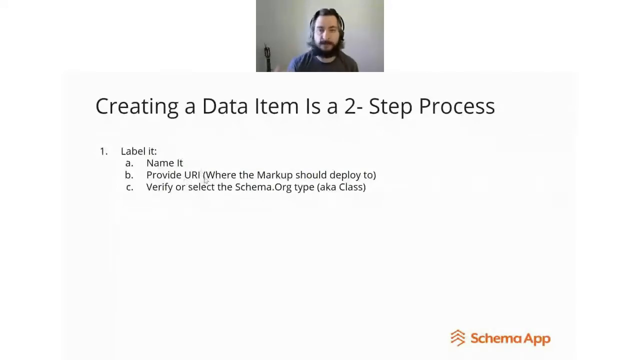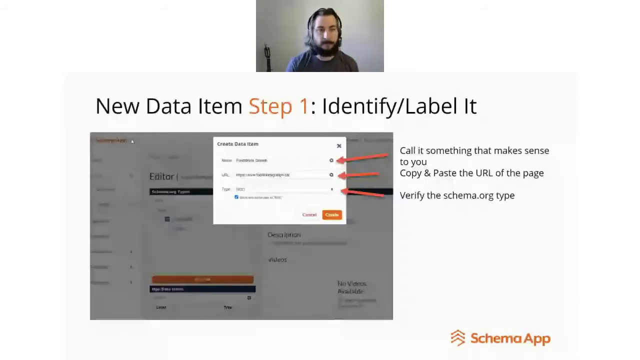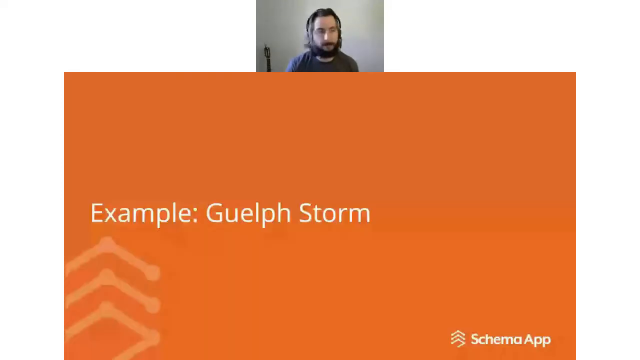It'll also tell Schema app where it's going to deploy to, like what web page specifically, and then verify that we're using the correct class type. Next, we're going to describe the data item by filling out those properties. So in Schema app, it'll look like this. Call it something that makes sense, give it a URL, and make sure the type is correct. And then when it loads, you have your form builder, and you can actually fill these out.